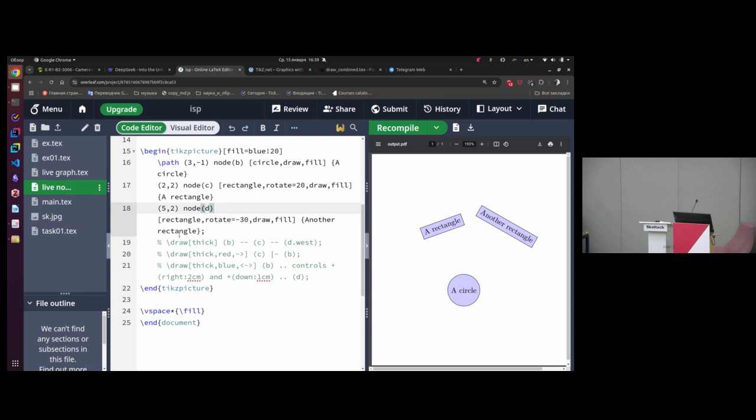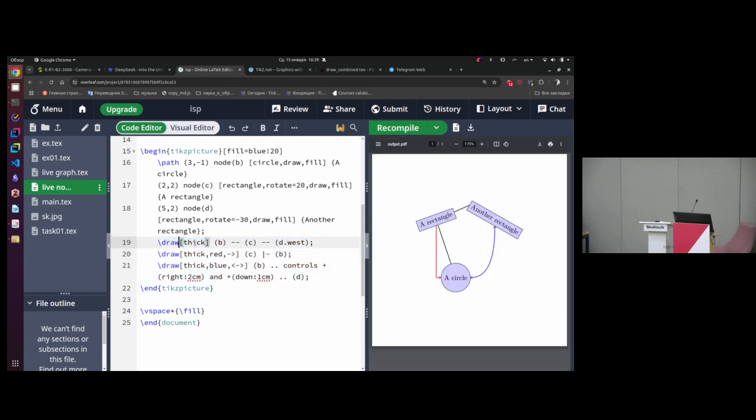We need to draw several lines. We have 3 lines and 3 commands to draw them. As you can see, we use a command draw. In the square brackets, we tell the parameters for the lines. For example, the first set of lines in this piece of code. We have a thick line without any color, so this line is black. And this line connects node B with node C, and then with the kind of right part of the node D. Not right, but left, right? So west is a kind of on the left.